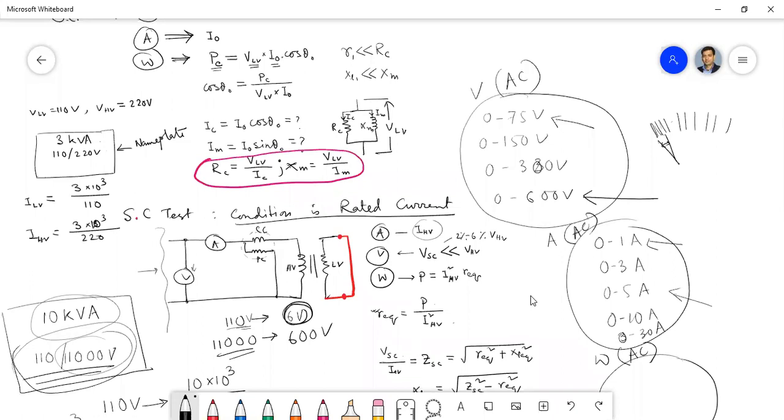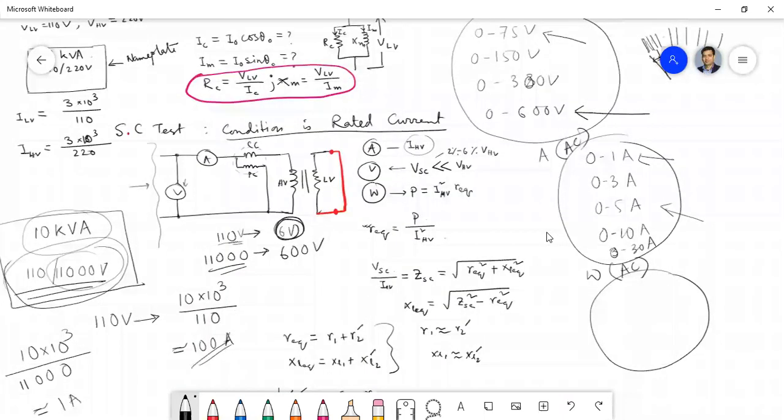Okay, now the third one is the wattmeter. For this wattmeter, if we select the low voltage side, then the voltage is 6 volt and the current is 100 ampere. So it's a mismatch between the current coil and pressure coil readings. This type of wattmeter is generally not available. There should be some match between the current coil and pressure coil ranges. Therefore we generally prefer to do the short circuit test on the high voltage side. Okay, so have you understood this point?